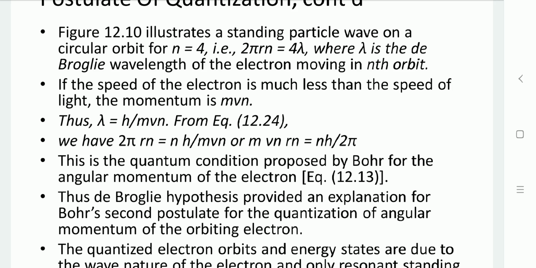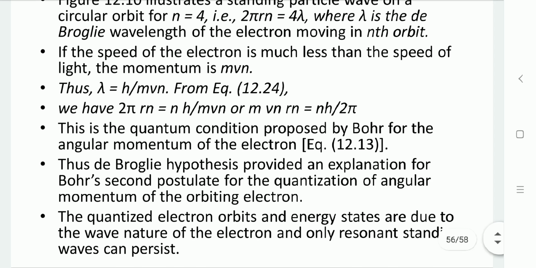These quantized electron orbits and energy states are due to the wave nature of the electron and its resonance standing waves, as defined in the diagram we have seen earlier. So de Broglie's explanation supports Bohr's second postulate based on angular momentum, and it generates the wave kind of nature, and the standing wave pattern will be generated.